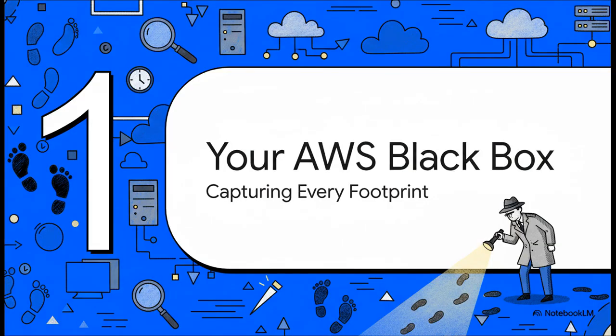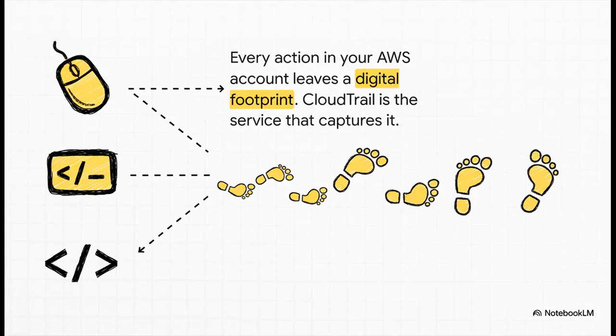Okay, let's start with that core concept. Thinking of CloudTrail as your account's indispensable black box. So think about it. Every single thing you do in AWS leaves a digital footprint. Every click in the management console, every command you run in the CLI, every API call your apps make with an SDK, all of it leaves a trace. CloudTrail is the service that's there to capture every one of those footprints, making sure nothing, and I mean nothing, goes unnoticed. It doesn't matter how an action was taken. If it happened, CloudTrail saw it.